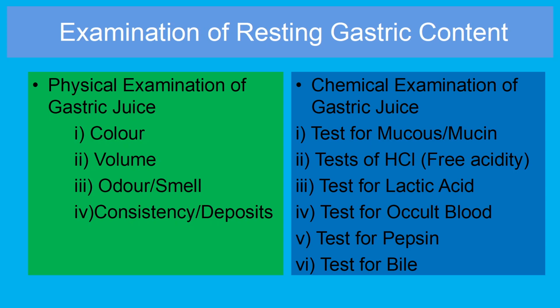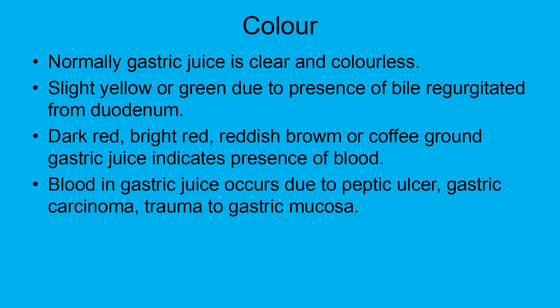Okay, so mainly organic materials will have protein, pepsin, then mucin, which is a carbohydrate. Glycoproteins will be present, HCl will be present, lactic acid. Then abnormal constituents like blood also will be present in the case of any disorders. And for bile and bile pigment also we have to check.